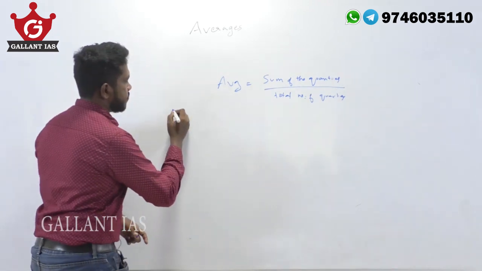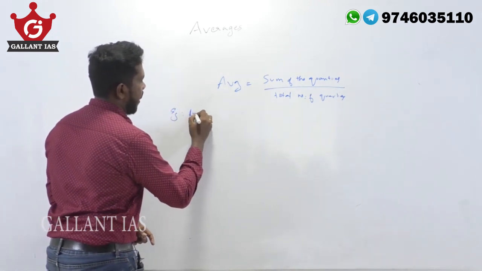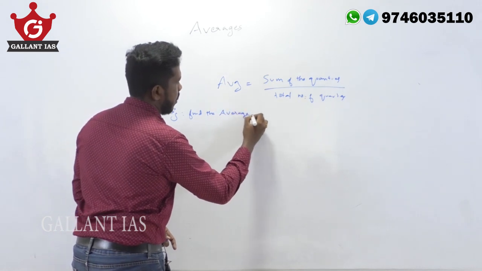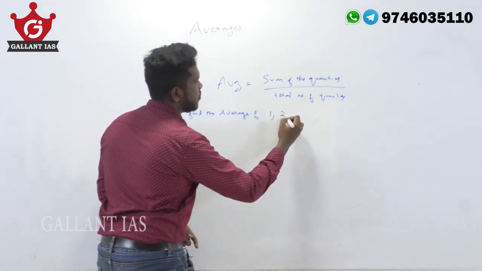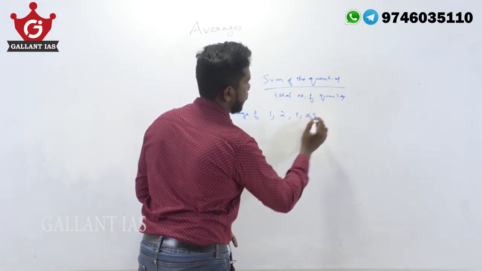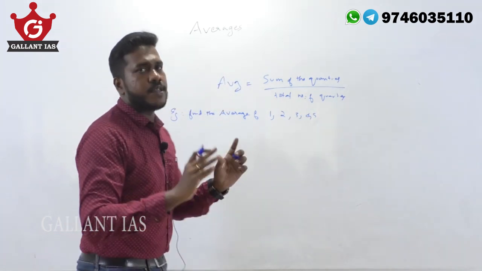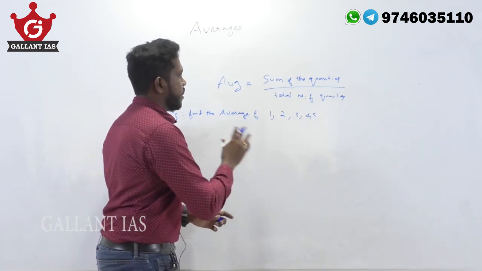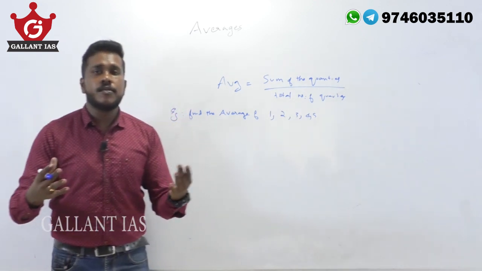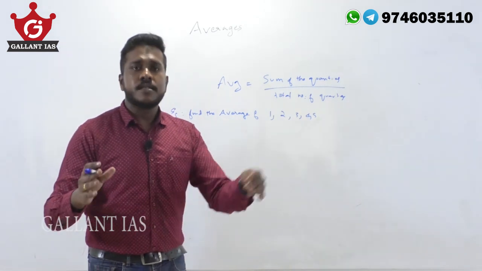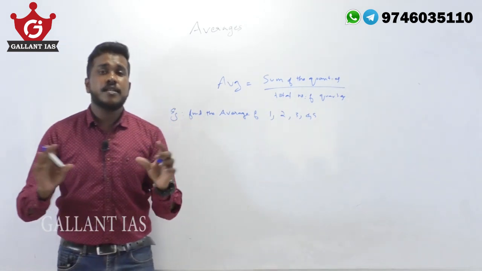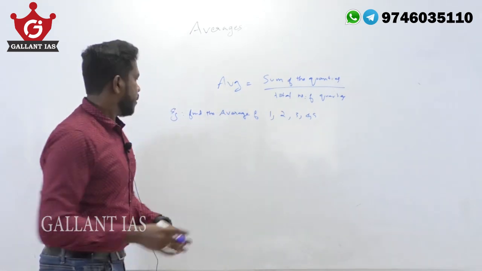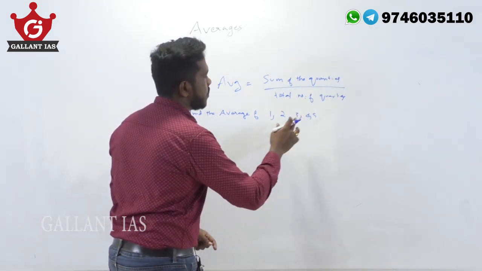For example, find the average of 1, 2, 3, 4, 5. This is actually to give a base about average. I think most of you know the basic concepts of average, but this is for the students who don't have much base on average. So see this question: find the average of 1, 2, 3, 4, 5.